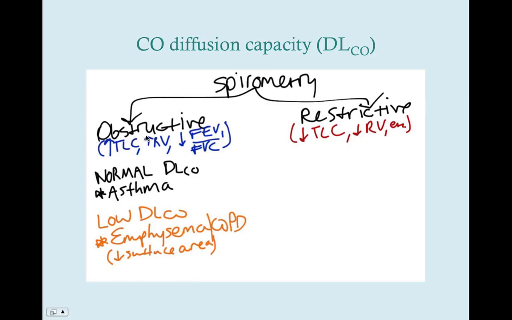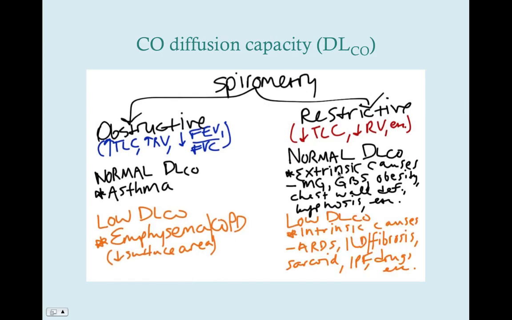So remember that an obstructive disease that has a normal DLCO, it's asthma. With a low DLCO, it's emphysema. With restrictive diseases, if you have a normal DLCO, it's likely extrinsic causes. So Guillain-Barré syndrome, myasthenia gravis, obesity, chest wall deformities like kyphosis, scoliosis, anything that's extrinsic, non-pulmonary.